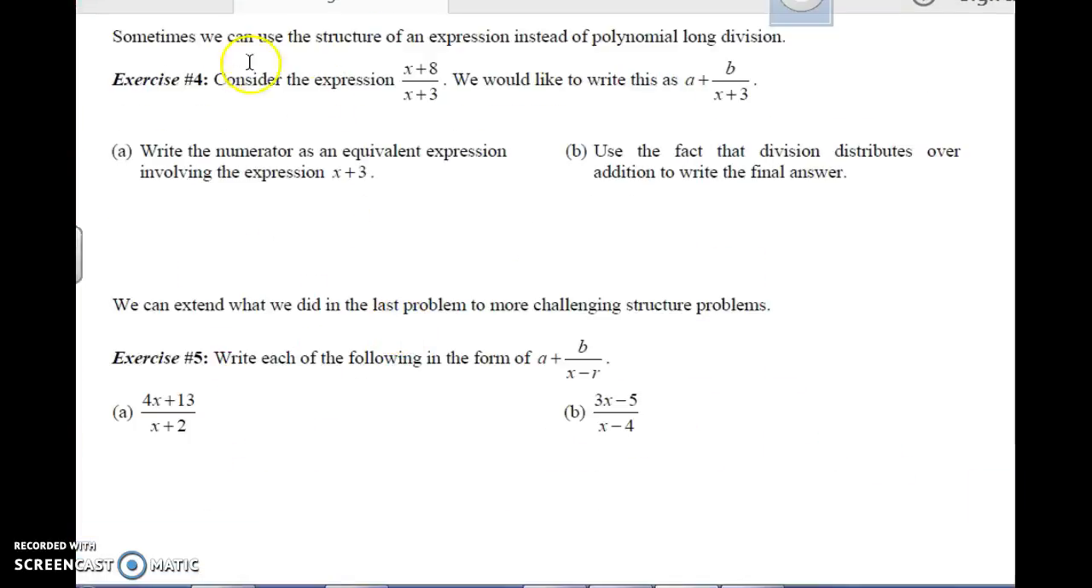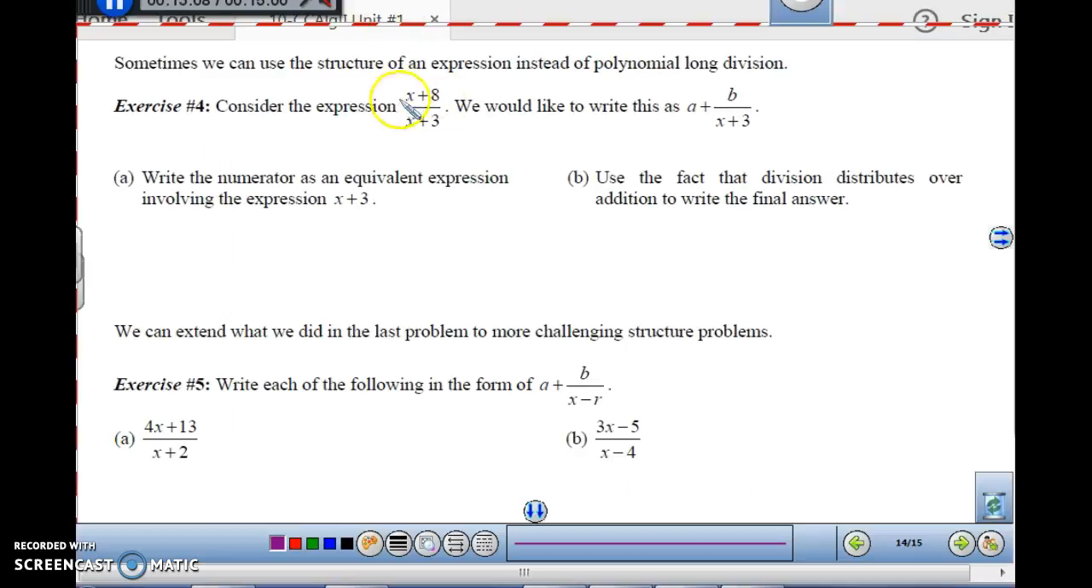Okay. Now sometimes we can use the structure of an expression instead of using polynomial long division. Consider the expression x plus 8 over x plus 3. We would want to write it as a plus b over x plus 3. So if I want to write the numerator as an equivalent expression involving x plus 3, how is x plus 8 written as x plus 3? Well, wouldn't it be x plus 3 plus 5 is equal to x plus 8? All right, and that's over x plus 3.